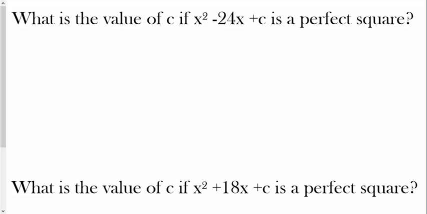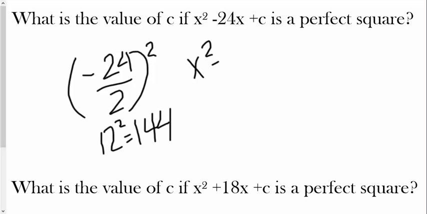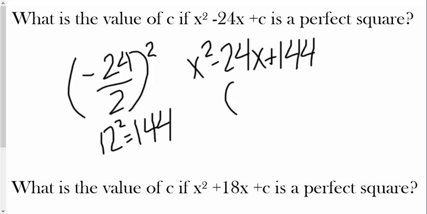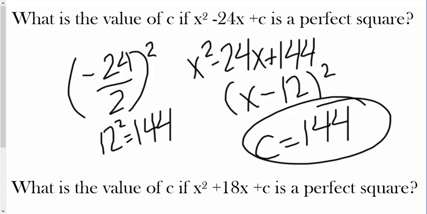What is the value of c if x squared minus 24x plus c is a perfect square? Well, I just take negative 24 divided by 2 and then square it. That would be 12 squared, which is 144. So x squared minus 24x plus 144 is a perfect square, and that would be x minus 12 squared. So what would c be? C has to equal 144. Okay, let's try with the next one.